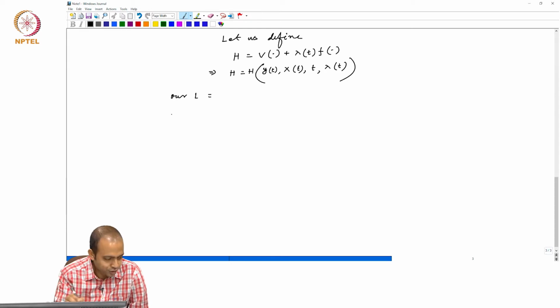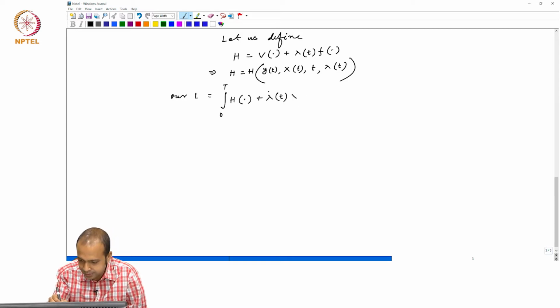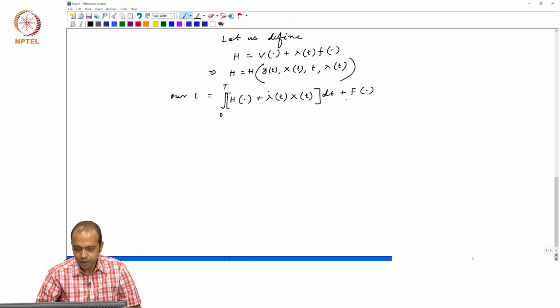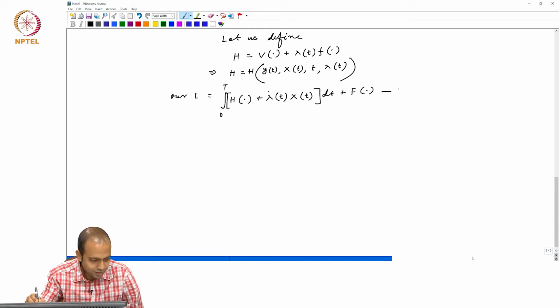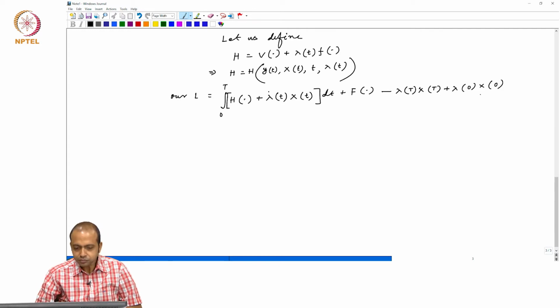In that case, our L is then equal to integration 0 to T, instead of this v dot lambda t f dot, we are putting h dot plus lambda dot t and then x t, and the entire thing is dt, plus f dot, okay, and the other parameter terms, minus lambda t capital T and then x capital T, plus lambda 0 x 0, this we are putting as it is. Okay.